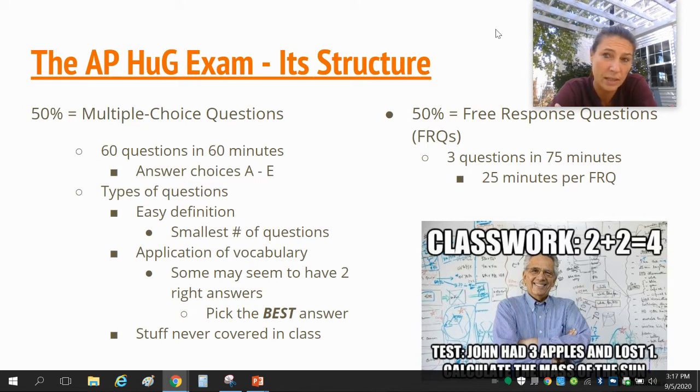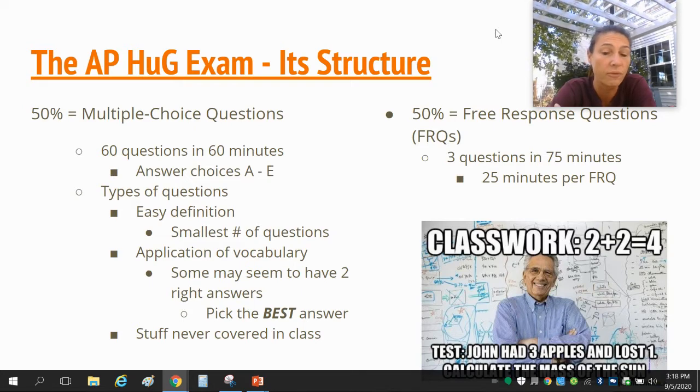Some of the questions are easy, just basic definition. This is a very, very small percentage of the questions. The vast majority are application of vocabulary, which is what we will continue to practice all year so you feel prepared. Some of the AP human geography questions, because College Board is evil, seem to have two right answers. The expectation is that you pick the best of the correct answers.